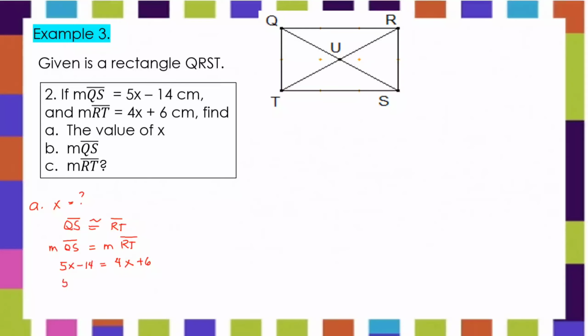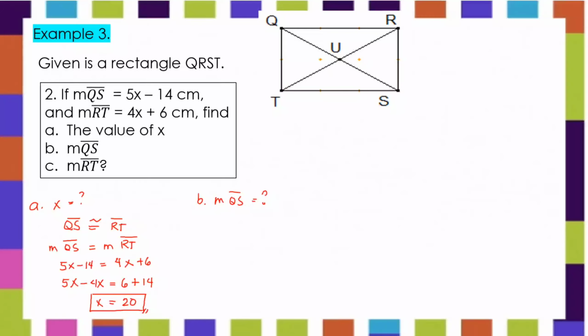So, we have here 5x. So, lipat natin yung positive 4x. It will become negative 4x is equal to, we have 6. So, pag nilipat natin yung negative 14, it will become positive 14. So, we have now 5x minus 4x. This will give us x is equal to, we have 6 plus 14, and that is equal to 20. So, this is now the value of x. Okay? So, for letter B, we need to find the measure of diagonal QS.